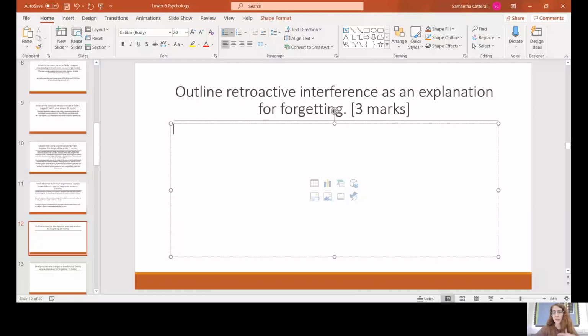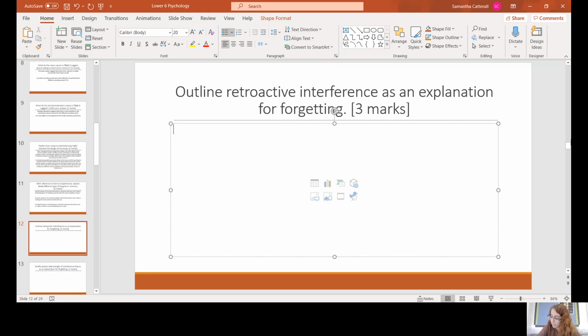So this question is: outline retroactive interference as an explanation for forgetting. A lot of people scored poorly on this question because you just said what retroactive interference was, very briefly, and didn't really give 3 points, because it's 3 marks, which will become clear when I show you the answer. And a lot of you got it the wrong way round. So you were actually explaining proactive interference rather than retroactive interference.